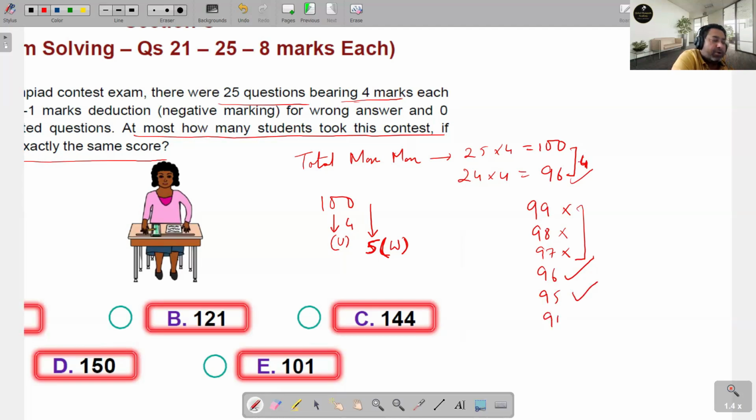What about 94? Again, not possible. How will you get a 94? No. So if you get, for example, you leave 2 questions or you get one wrong and one right. So you go down by 4 and 5. One wrong and one unattempted. So you go down by 4 and go down by 5. You get a 91. Correct.